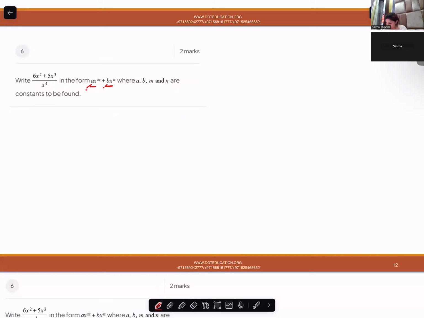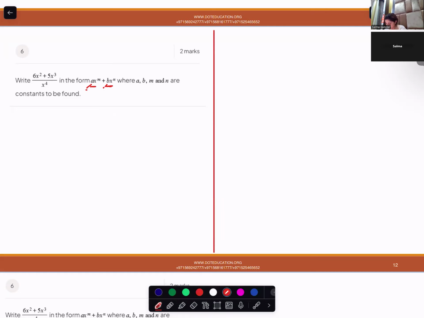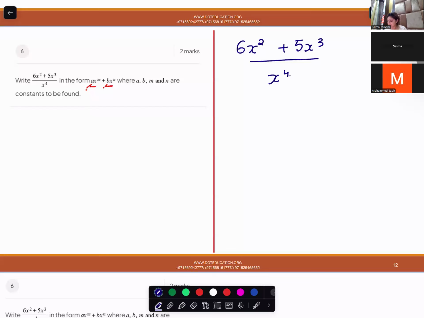Since you have to find out the constants and you have only the expression, and this expression is in the form of a fraction, the only thing that you can do is simplify the fraction. So I write (6x squared plus 5x^3) over x^4. The only thing I can do is simplify the fraction, so it becomes 6x squared over x^4 plus 5x^3 over x^4.